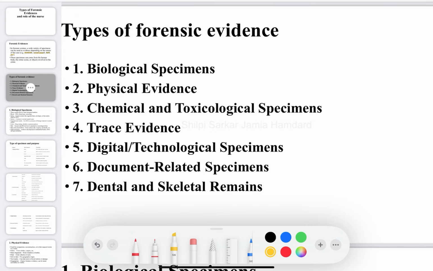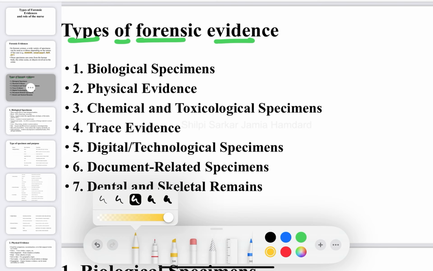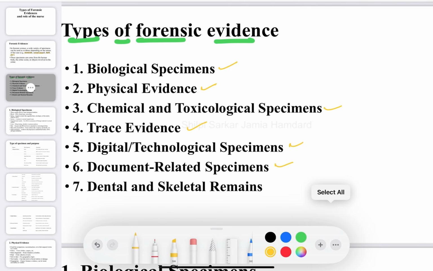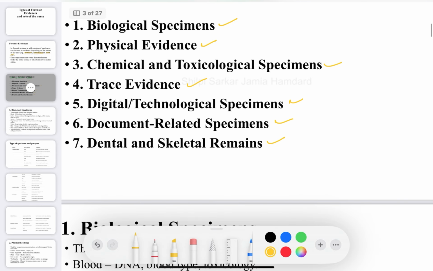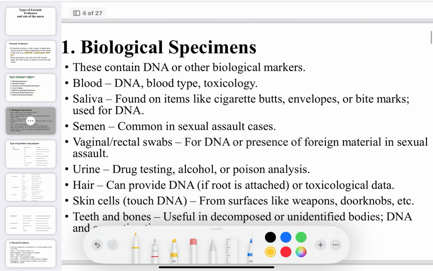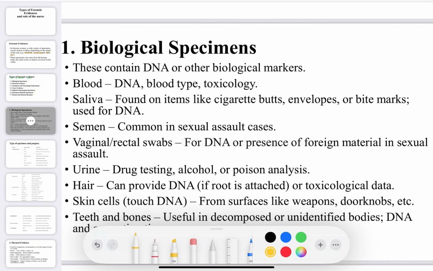Now, types of forensic evidences. First one is biological specimen. Second one is physical evidence, then chemical or toxicological evidence, trace elements, digital or technological specimen, document-related specimen, and dental or skeletal remains. We will discuss them one by one. First one is biological specimen. Biological specimens are those which contain DNA or biological markers.